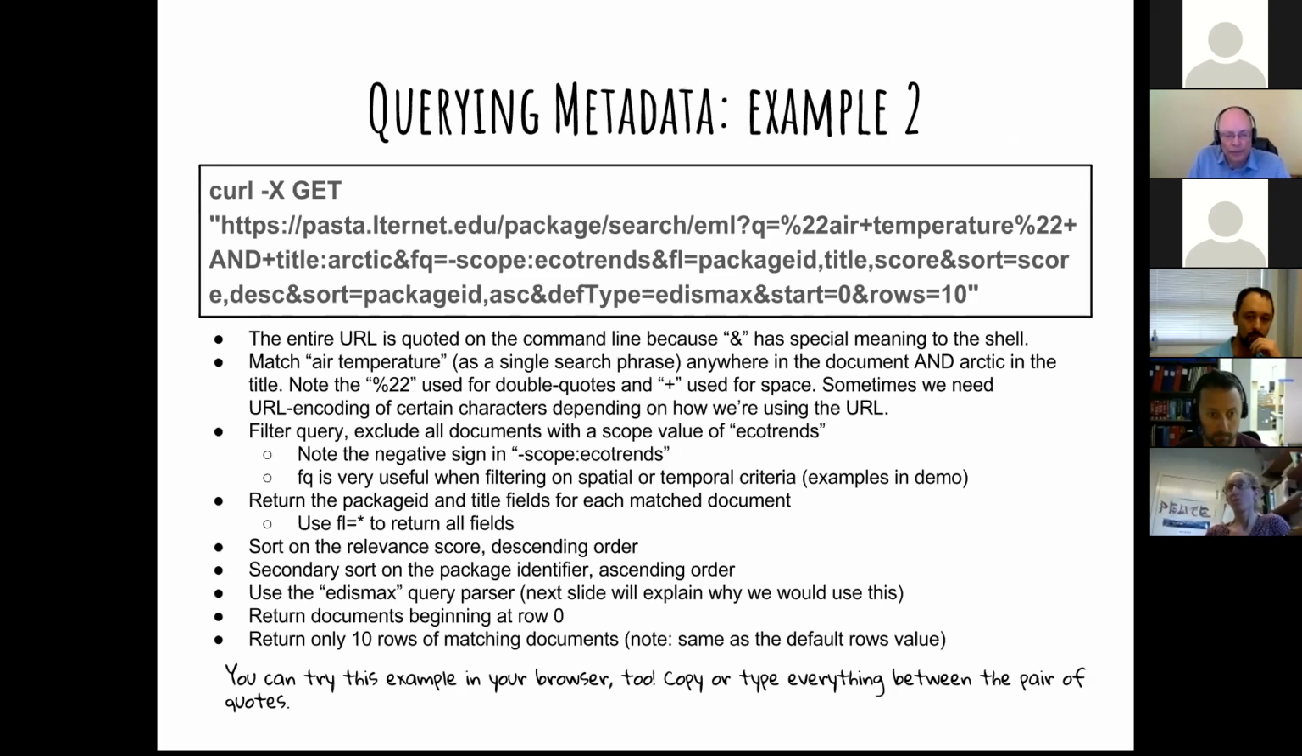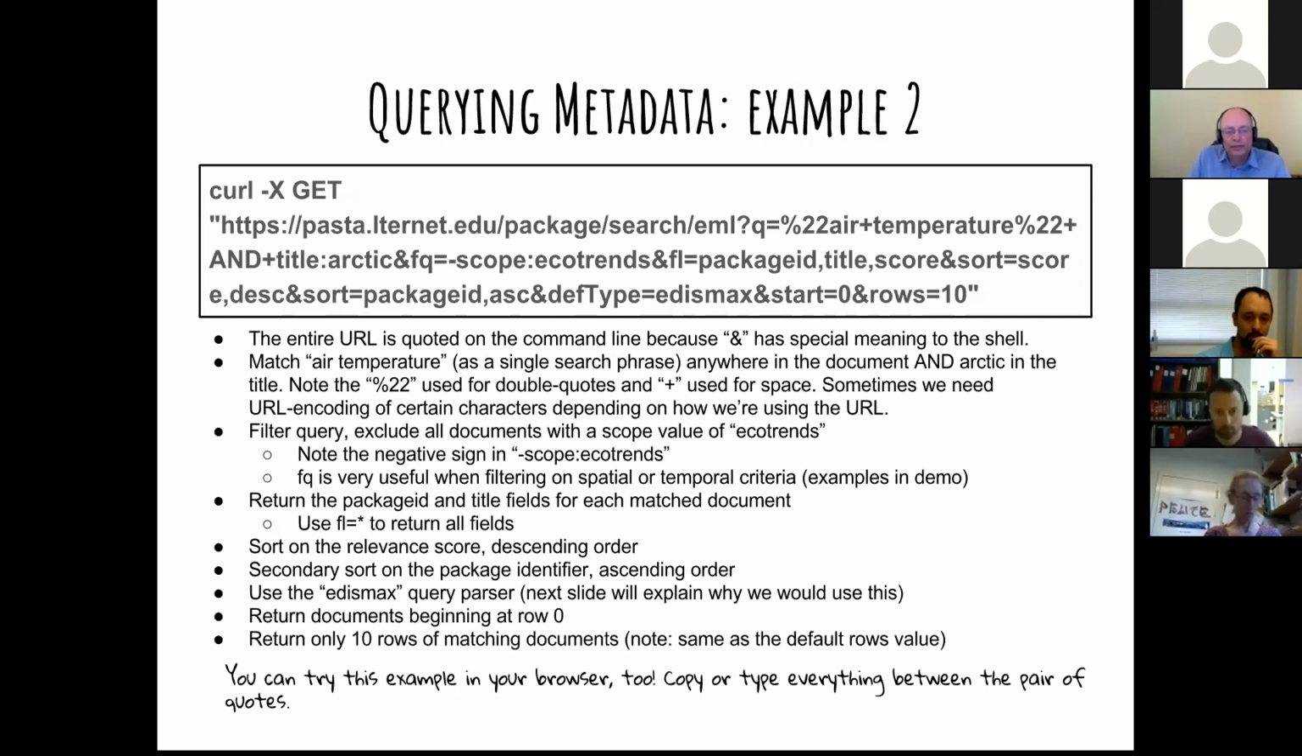%22 is the URL encoding for double quotes, which was necessary here because we already have a pair of literal double quotes surrounding the URL. Next, the plus sign is used within URLs to represent a space character, or you might also see %20, which represents the same thing. The second parameter, FQ, stands for filtered query. It's just like a Q parameter, except that it does not count towards the relevance score. So it's a way to filter, including or excluding documents from the search results based on query criteria without having those criteria factor into the relevance scoring.